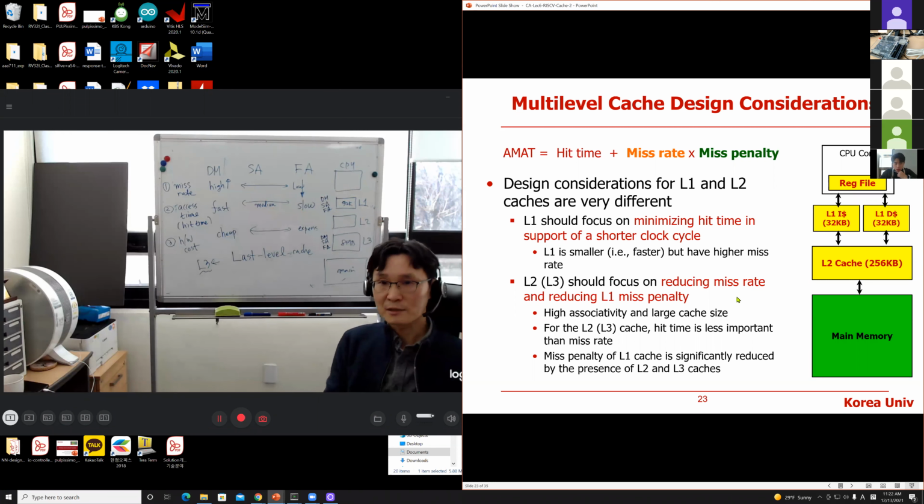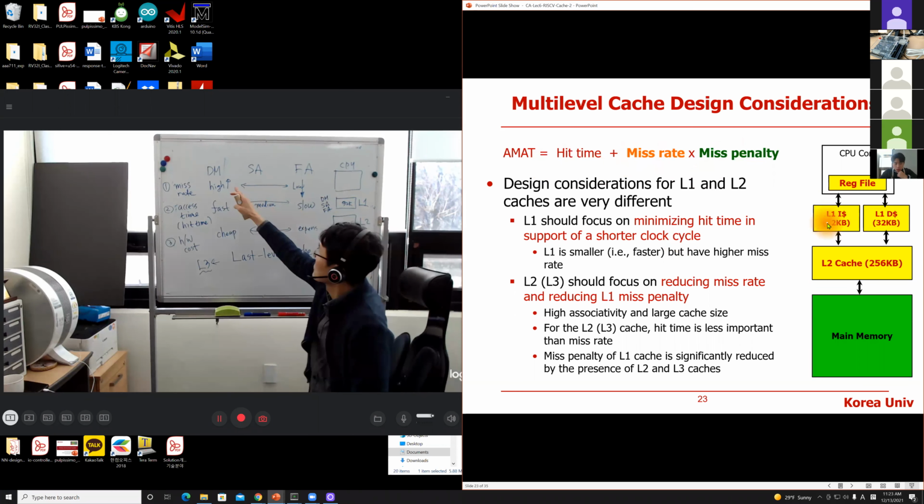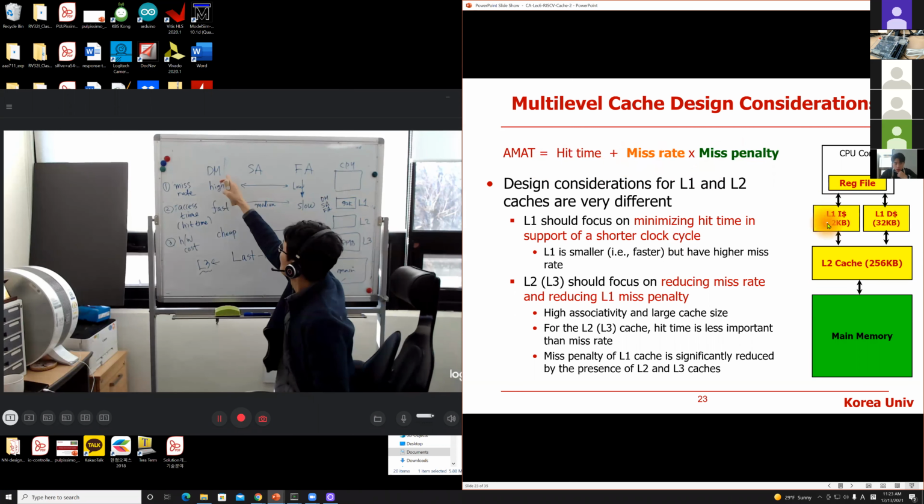So think about level 1 cache first. Direct map cache, set associative, or fully associative? Which one for level 1? There are 3 factors you have to consider: miss rate, access time, and hardware cost, right? If you use direct map cache, miss rate is very high. Very likely to miss.